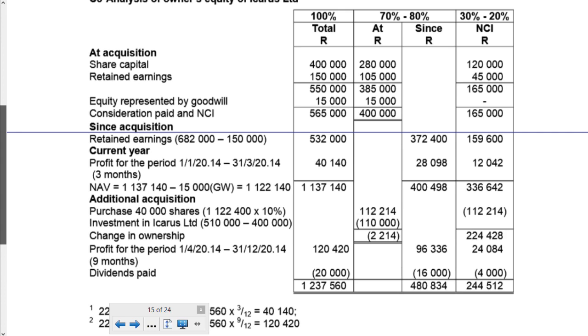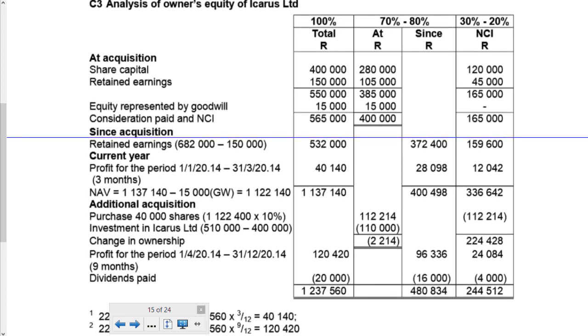Then we purchased an extra 10%, 112214. You see what they have to do here is they have to take this number, then adjust it for that goodwill which they've added on, to remove it, to then times by the 10%. But we would have done another calc at that stage. To get to the 112, we paid 110, so we have change in ownership of 2214. The NCI drops by the 112214 because we bought shares from them. Then we land on that.